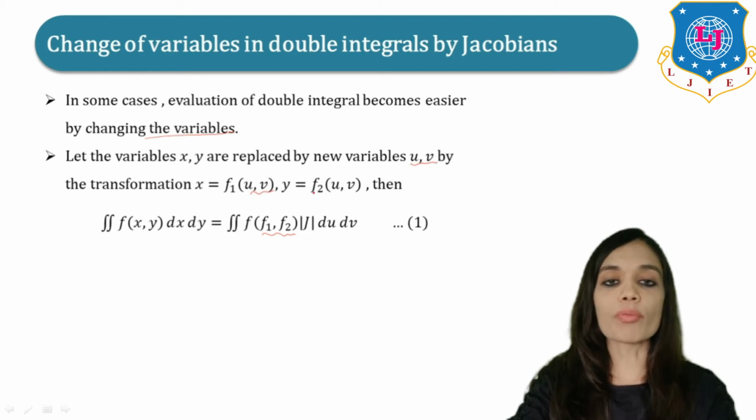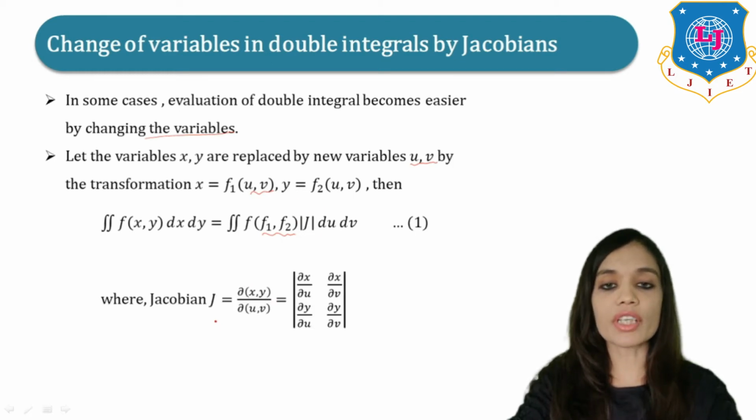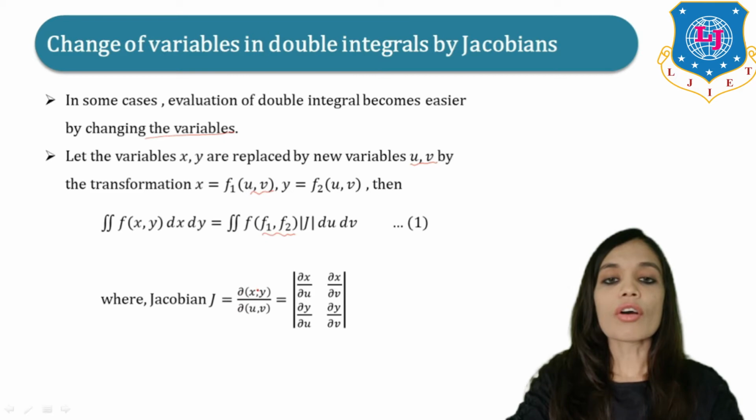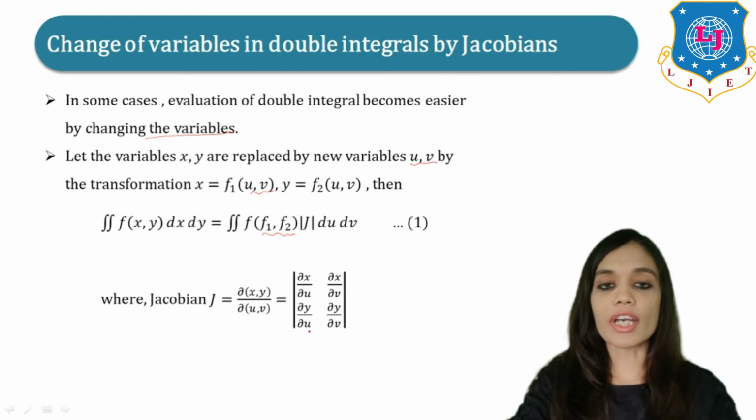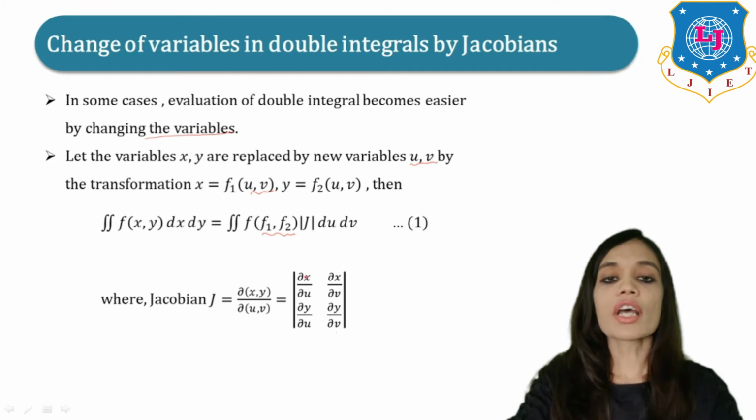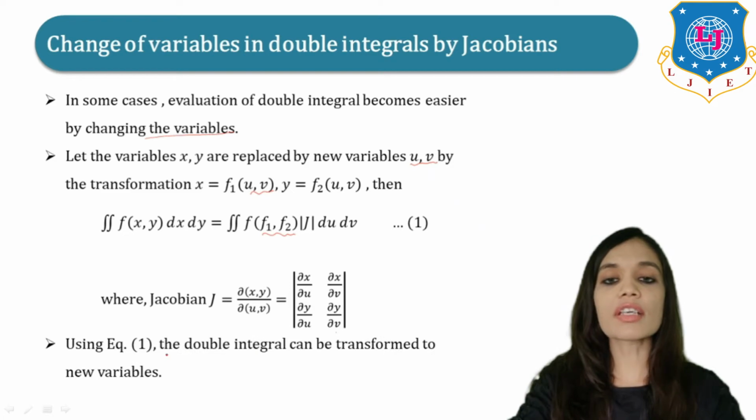And this is the Jacobian. So how to find the Jacobian? J is equal to del of x, y upon del of u, v, which can be written as the determinant of del x upon del u, del x upon del v, then del y upon del u, del y upon del v. You have to find the partial derivatives and just solve the determinant, right? So using this equation 1, the double integral can be transformed to the new variables u and v.